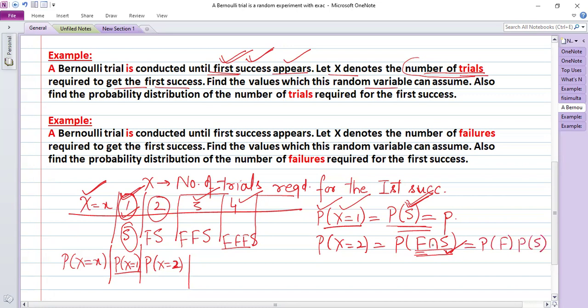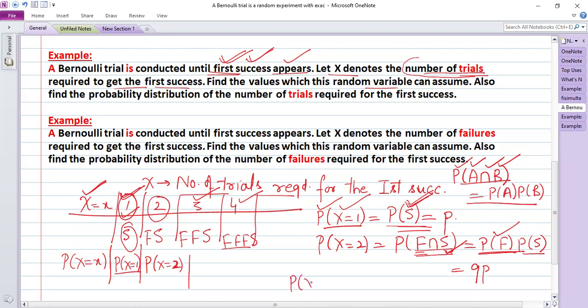Why so? Because all the trials are independent. So if the two events A and B are independent, then probability of A intersection B, the probability of A and B, is nothing but probability of A into probability of B. So same here. Now, what is the probability of failure in a single trial? That is nothing but Q. And what is the probability of success? It is nothing but P.